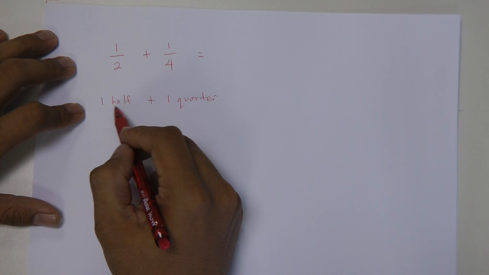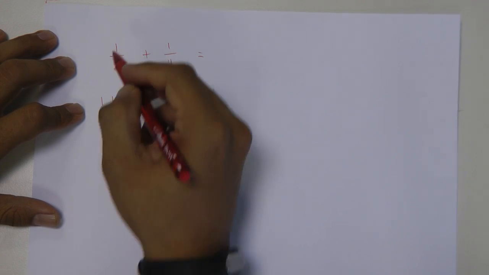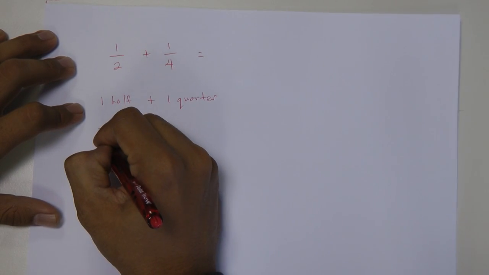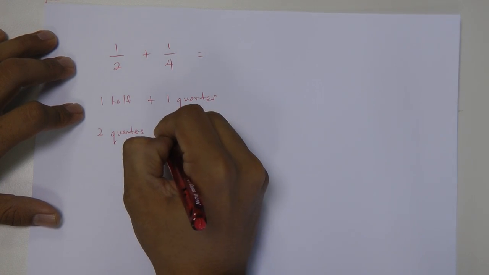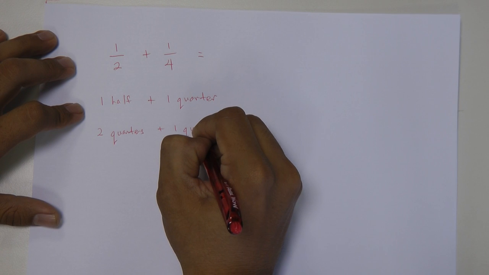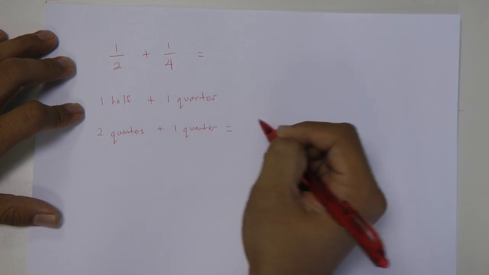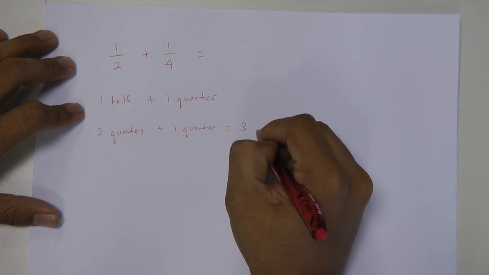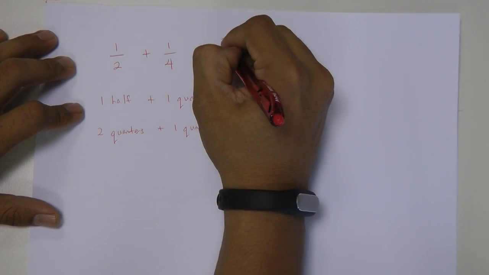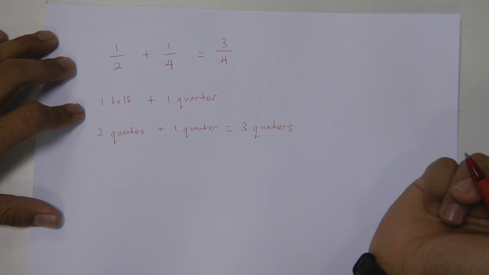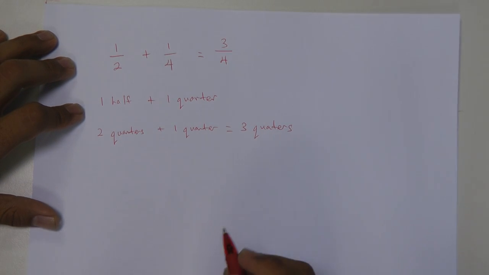So how many quarters do we have in 1/2? We actually have 2 quarters plus 1/4. So I will have 3 quarters. So my answer will be 3/4. Let's try with another example.